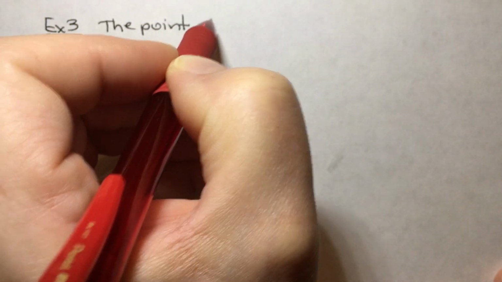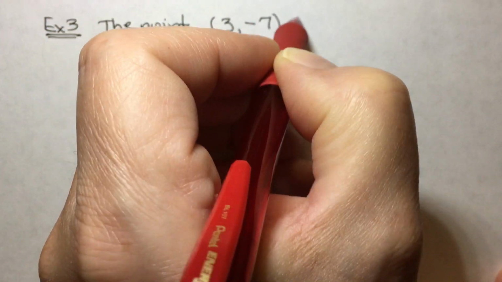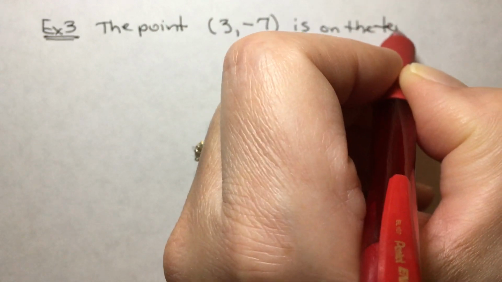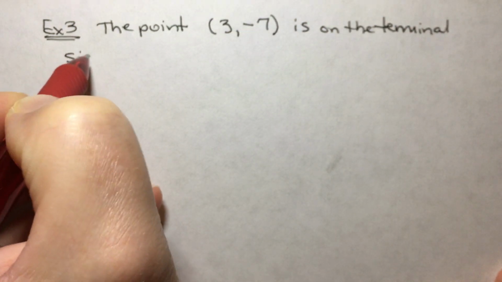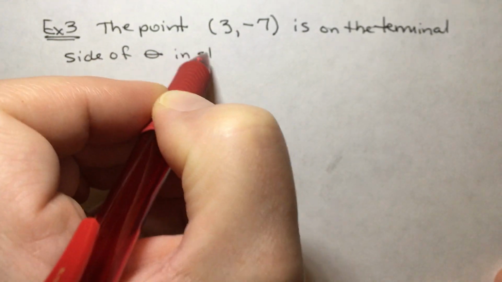Let's say that the point (3, -7) is on the terminal side of some angle theta in standard position.